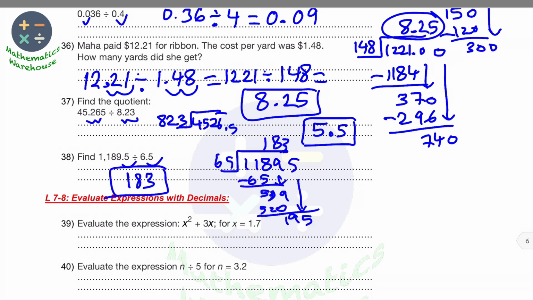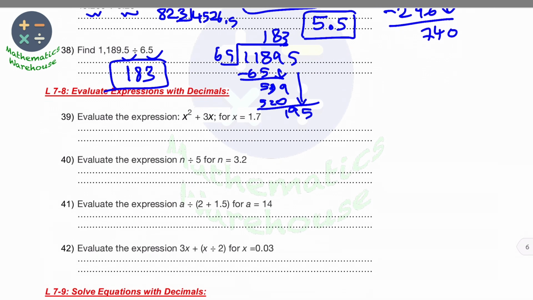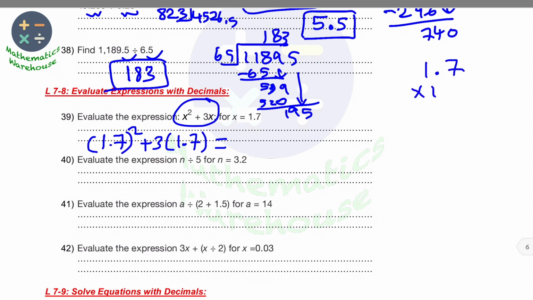Next question, evaluate the expression x squared plus 3x for x equals 1.7. Here we just have to substitute the value of x in this expression. So put 1.7 all squared plus 3 times 1.7. 1.7 squared means 1.7 multiplied by itself. So we can multiply 1.7 times 1.7.